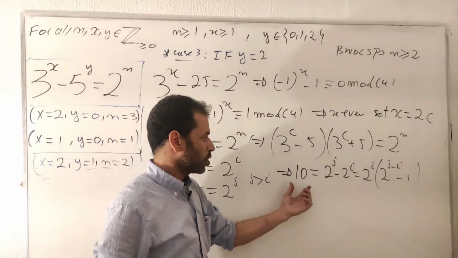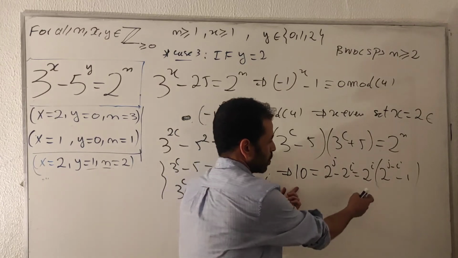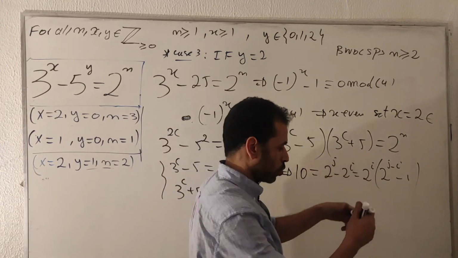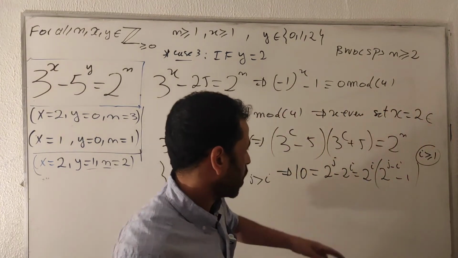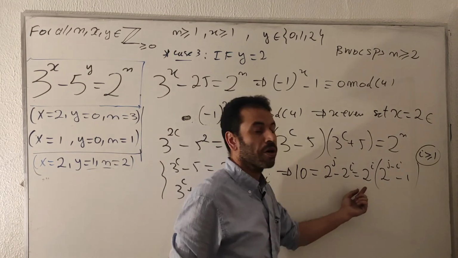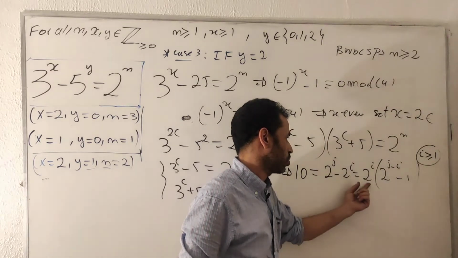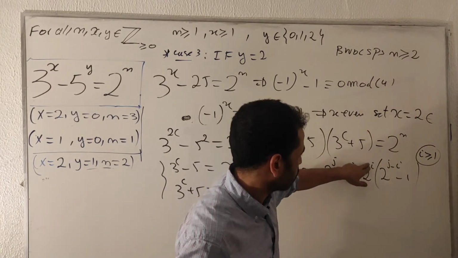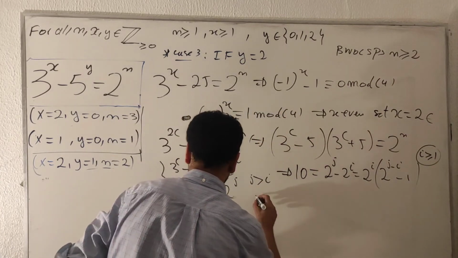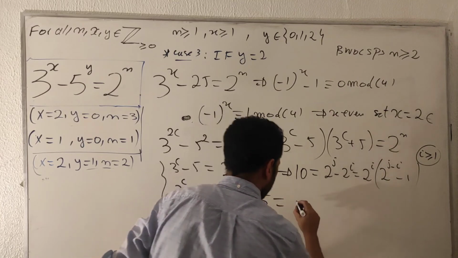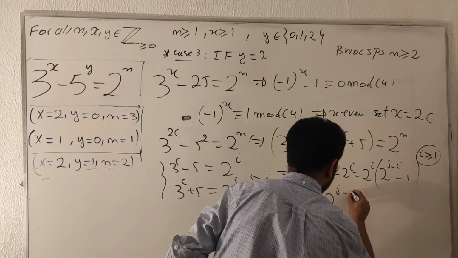So the next thing, I'm going to divide both sides by number 2. Keep in mind, if I'm going to divide this one by 2, make sure i is greater than or equal to 1. If i equals 0, it will be impossible to divide by 2. You get this one not an integer. So always have to keep i greater than or equal to 1 in order to divide both sides by number 2. So I will be left with 5 here equals 2 to the i minus number 1 factor 2 to the j minus i minus number 1.